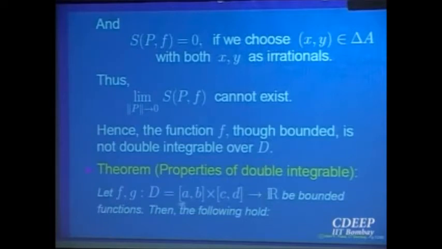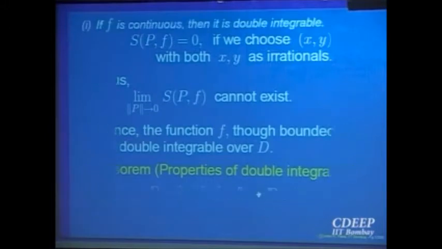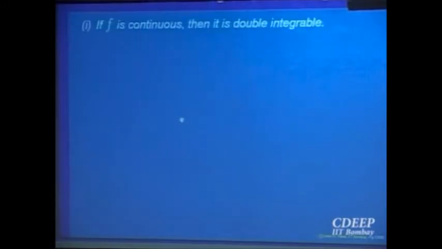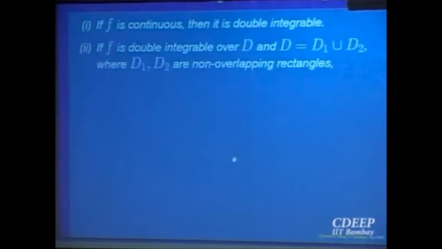So let f and g be functions defined on a rectangle [a,b] cross [c,d]. Then the following hold. Like function of one variable, if a function is continuous, it was integrable. Same property holds for functions of two variables. If a function is continuous on the rectangle, then it is always going to be integrable. So we will not prove this theorem. And similarly, you had for a function of one variable, if you subdivide the interval into smaller intervals, then the integrals add up over those subintervals.